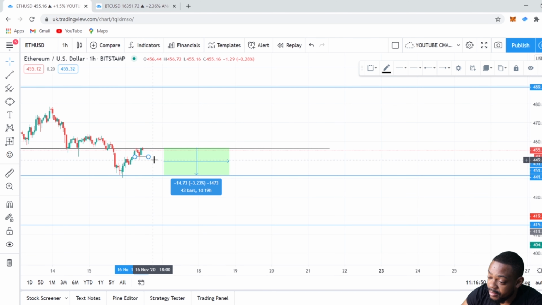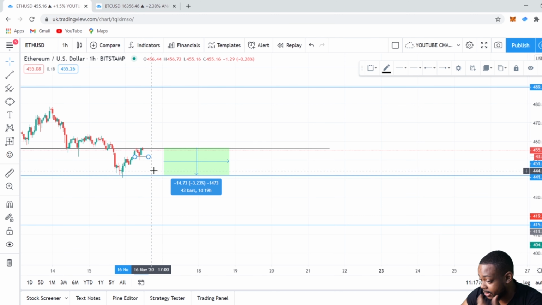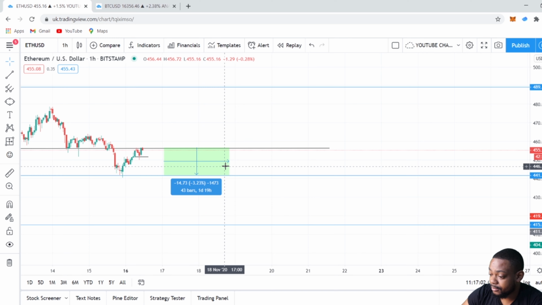Or if I want to be extra safe, I'll wait for it to break this. I'll wait for it to break 451, then enter in to 443 or 440 to see nice gains with good leverage. So that's just my take on the charts today.